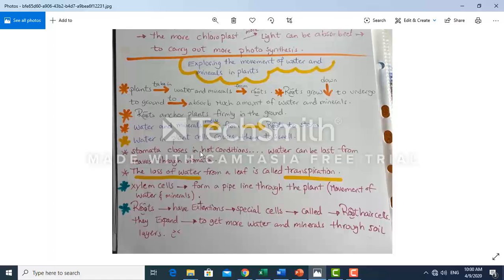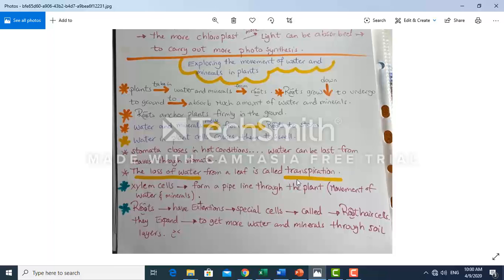The stomata close in hot conditions, you should know that. And water can be lost from leaves through the stomata. These are important points you need to know. That's why I've pointed them out in colors, because I know you like colors. So the stomata close in hot conditions. The second thing is that water can be lost from leaves through what? Through the stomata. The loss of water from a leaf, what do we call it? It has a term. It's called transpiration.